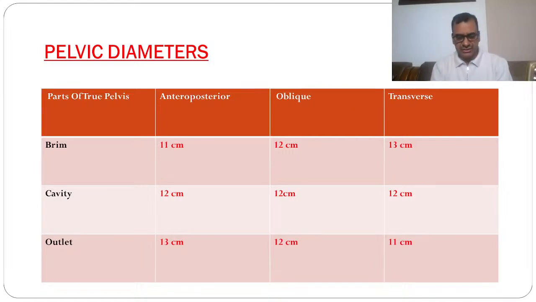If we measure these pelvic diameters and want to write them in the form of a table, we can write like this: brim 11 centimeter, 12 centimeter, 13 centimeter for anterior posterior, oblique and transverse; then cavity 12, 12, 12, all equal; and outlet 13 centimeter, 12 centimeter and 11 centimeter. Okay. So at the brim, maximum width will be transverse, and at the outlet maximum width will be at the anterior posterior diameter. Keep in mind.